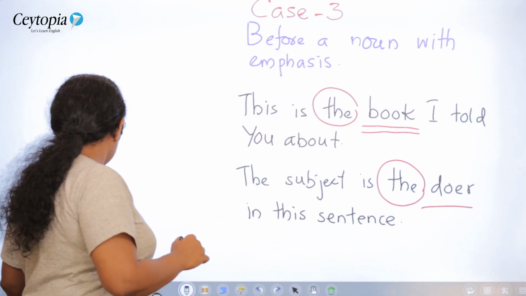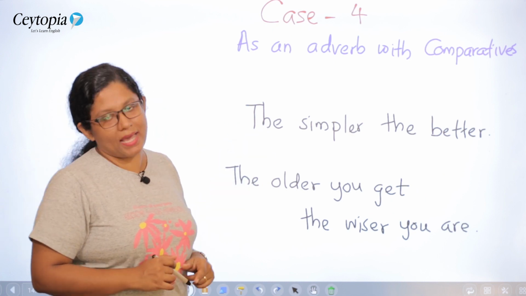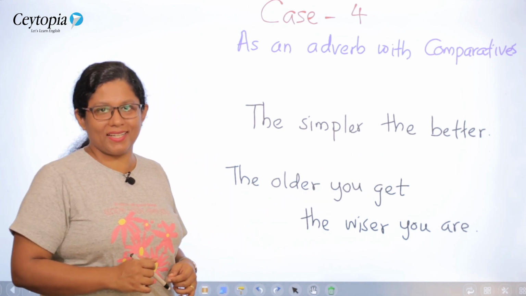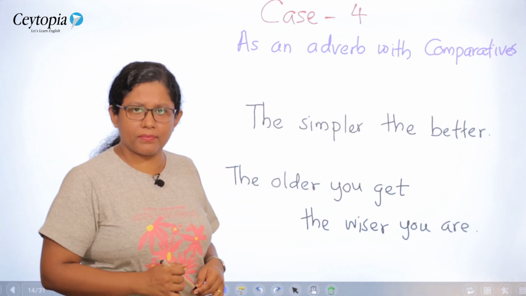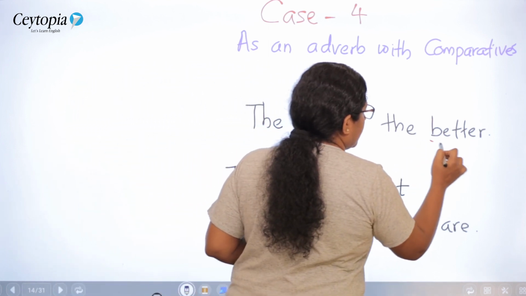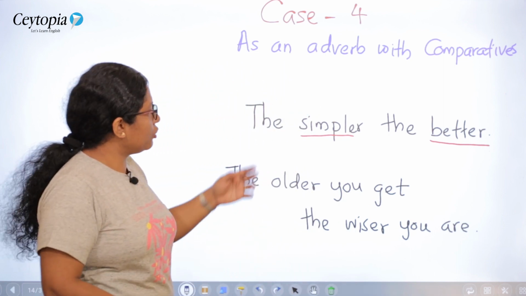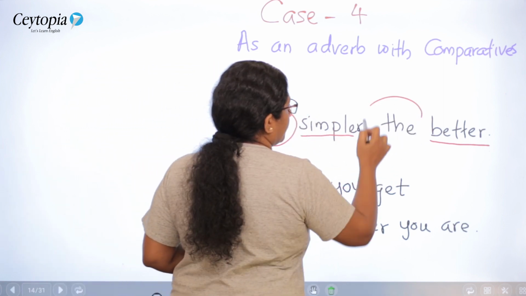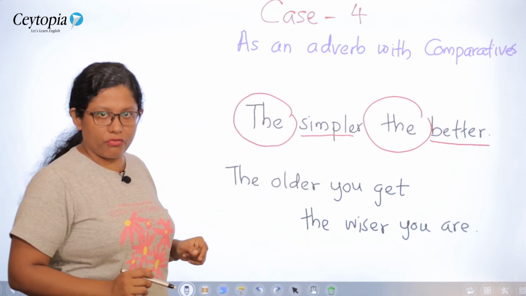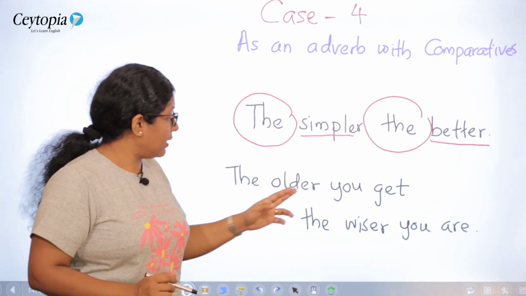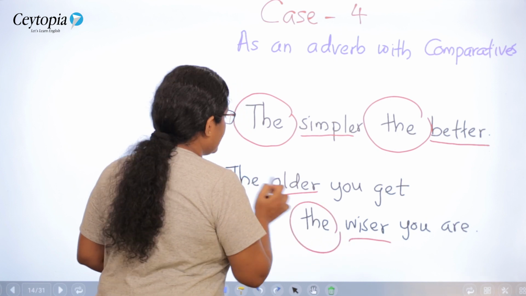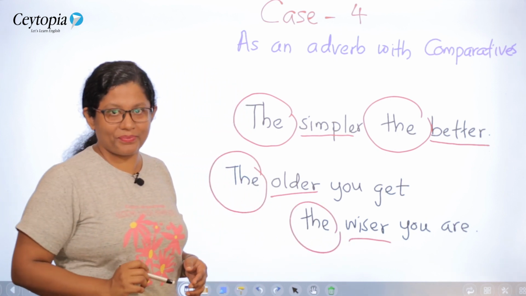Case number 4. As an adverb with comparatives. The simpler the better. There are certain sayings in English. The simpler the better. "Simpler" is the comparative. Before the comparative forms, you use "the." The simpler, the better. The article is used before the comparative form. The older you get, the wiser you are. Older, wiser. Before that, you use the article "the." Case 5.